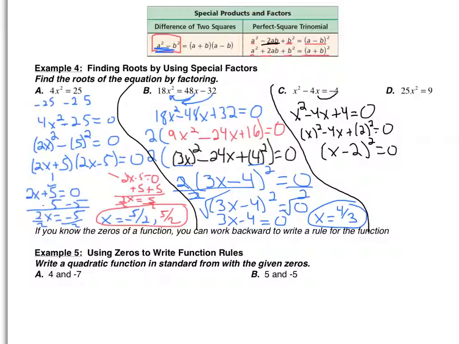And then I can go ahead and solve. So square root both sides. And I get x minus 2 equals positive or negative 0, which is 0. Add 2, and x equals 2.